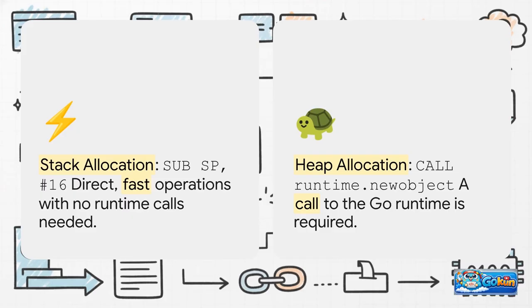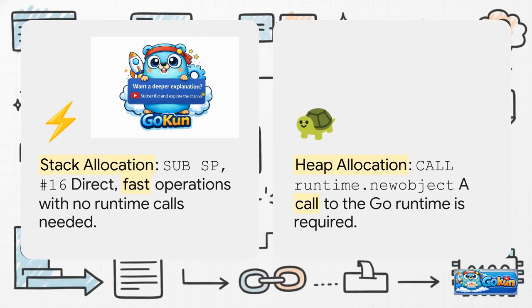It's plain as day. A variable on the stack translates to simple, direct, and incredibly fast machine instructions. Look at that. Sub SP #16 just moves the stack pointer to make some space. It's one instruction. It's beautiful. But a variable that escaped to the heap, that's a whole different story. That requires a call to a complex function deep in the Go runtime, like runtime.newObject. This is so much more expensive. Seeing call runtime.newobject in your compiled code is a dead giveaway that a heap allocation is happening. Understanding this distinction is absolutely fundamental to writing high-performance Go.